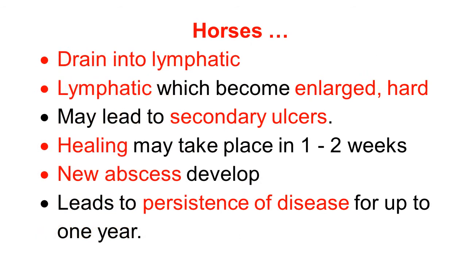Here we'll see some of the characteristic clinical findings of ulcerative lymphangitis in horses. This infection drains into the lymphatics. It is a natural phenomenon. The lymphatics become inflamed, enlarged and hard, and this may lead to secondary ulcers. Then these ulcers will heal, but it will take about 15 days, chronic.